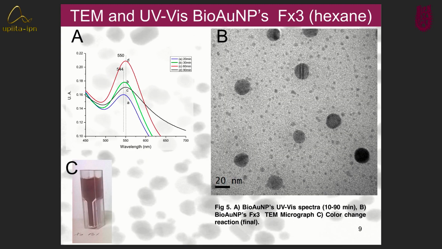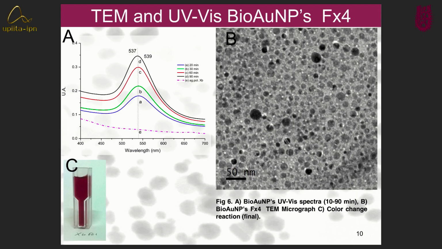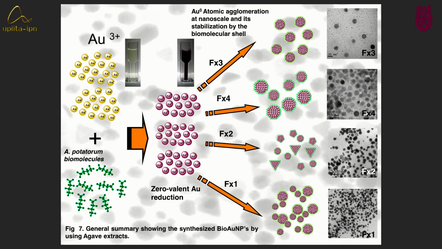FX3 with the hexane fraction. Here the biosynthesis is more controlled, and we only have 2 sizes. FX4, in this synthesis, we have many spherical nanoparticles. And here is the general summary of the work that we have done in the past years. So, as you can see, the gold ions are reduced by agave biomolecules. And then, as we use different fractions of the extract, we obtain different materials that have different characteristics.